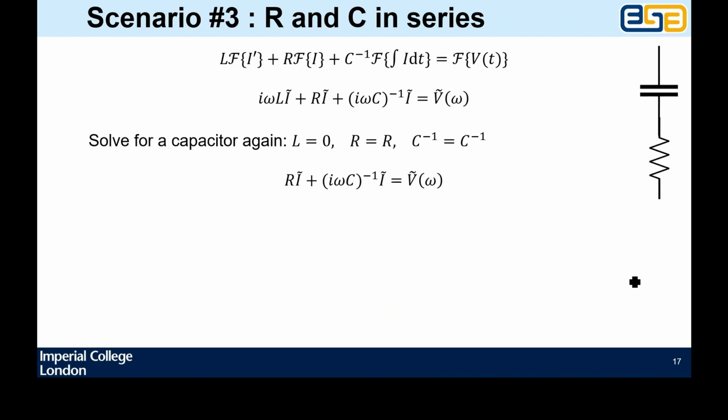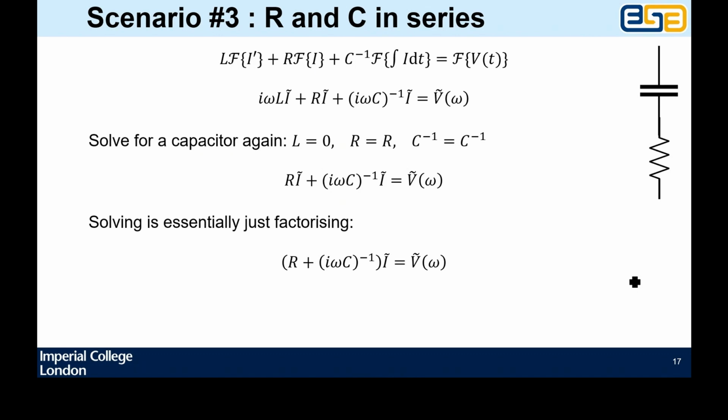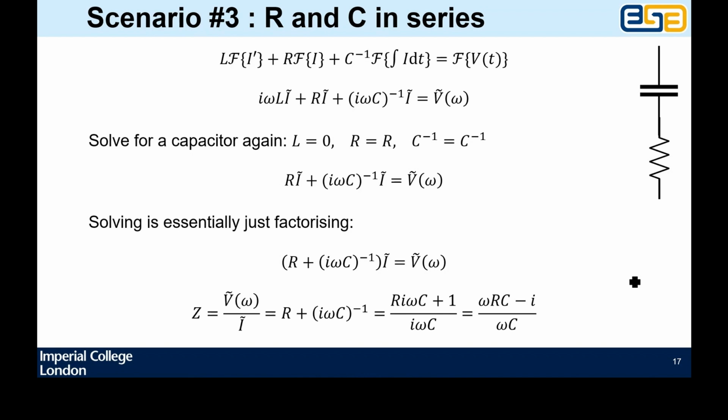The equation looks like this. If I want to find Z, that is V tilde over I tilde, well, I can just factorize this thing. I just factorize out I tilde and then divide it through. So I've got R I tilde plus 1 over I omega C I tilde equals V. Let's just get the I tildes on their own and divide it through to the other side. And that's that. So I divided both sides by I tilde. It ends up just being this thing, R plus 1 over I omega C.